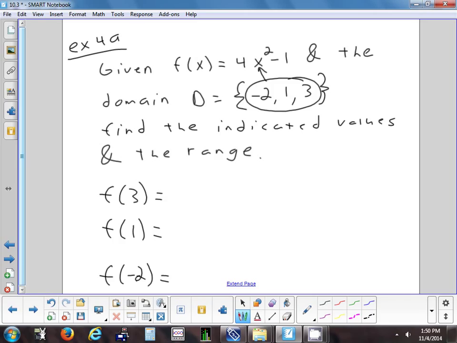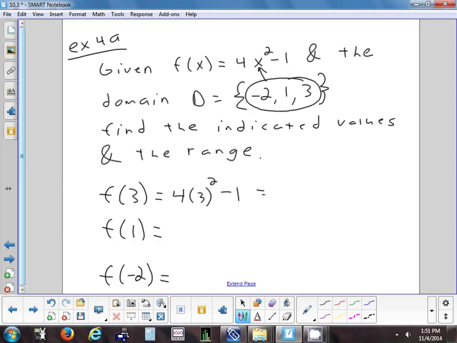You make 4 squared minus 1. What did you do? What is that? I just had parentheses. But how did you get that? What did you do? I replaced the x with 3. Exactly. Replace the x with the number in the domain. Okay? So that's step 1.